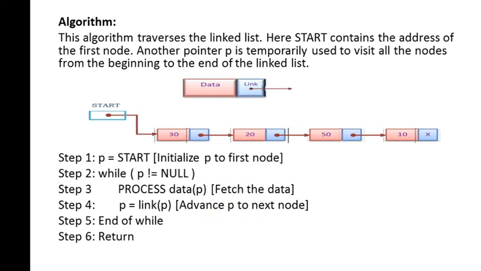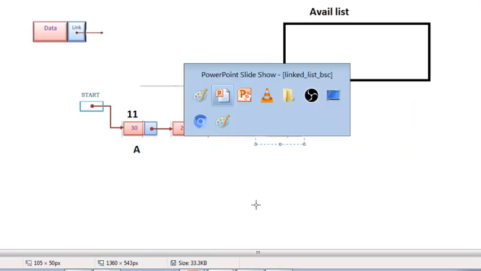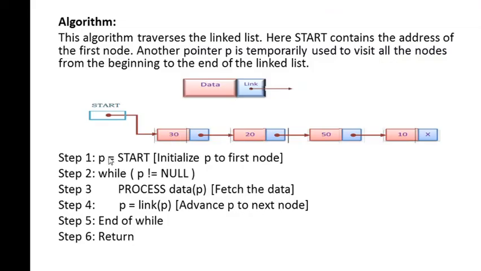Let us move on to the last concept, traversing the linked list. This algorithm traverses the linked list. Here the start contains the address of the first node. This first node address will be stored. Another pointer p is a temporary variable used to visit all nodes. It will visit this node, this node, this node, this node, from the beginning to the end of the linked list. This is the algorithm. So let us understand this algorithm. In the next class we will see that.